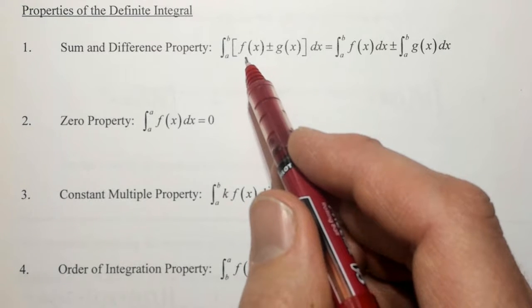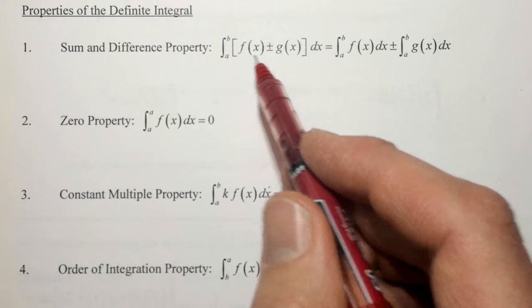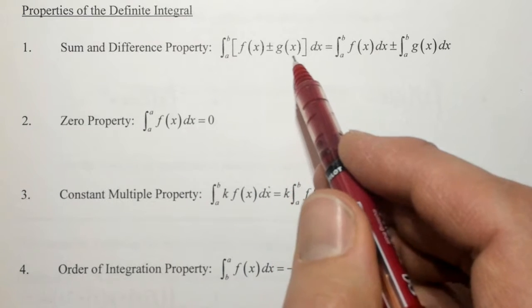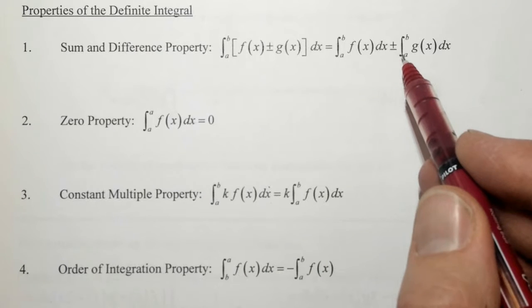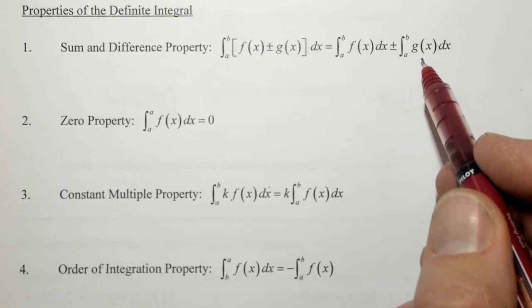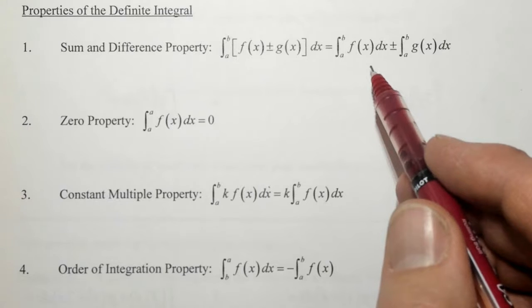The integral from a to b of f of x plus g of x dx is equal to the integral from a to b of f of x dx plus or minus the integral from a to b of g of x dx. You can split it up.